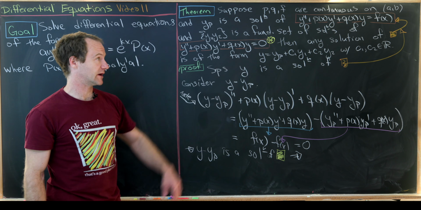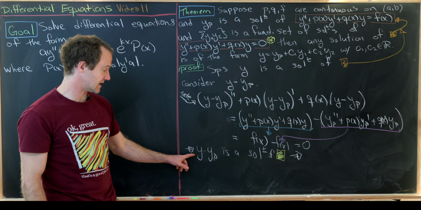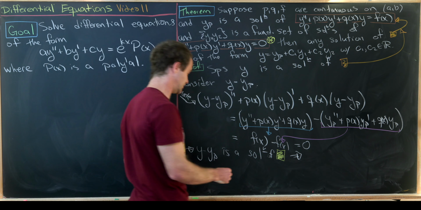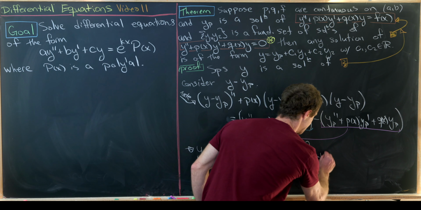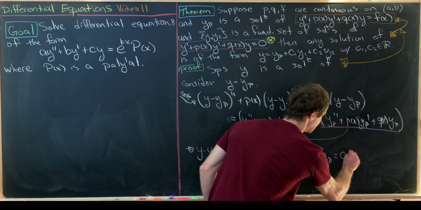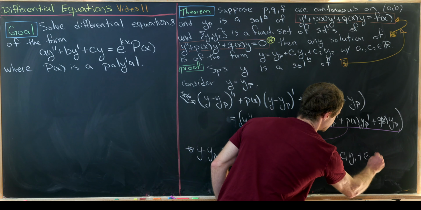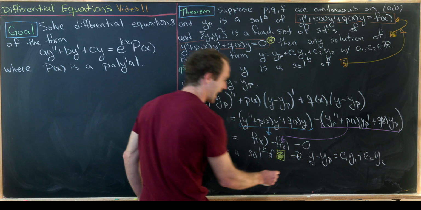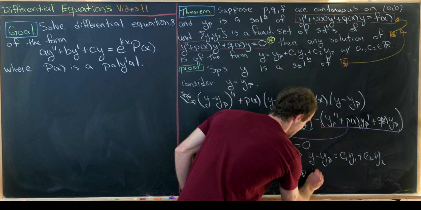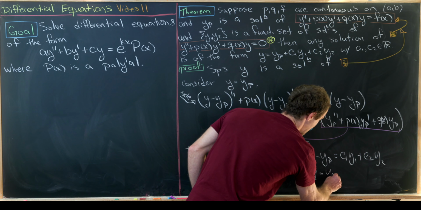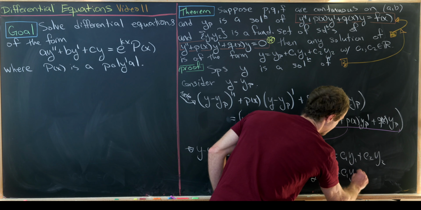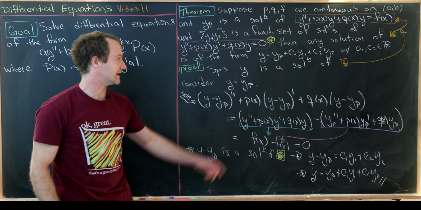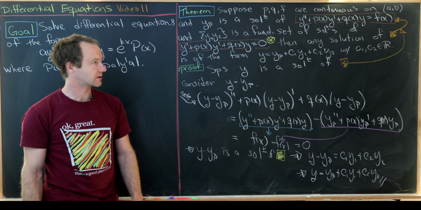We know that y1 and y2 span all solutions, so that means y minus yp must be a linear combination of y1 and y2. In other words, y minus yp equals c1y1 plus c2y2. And finally, the last step is just to add yp to both sides, and we end up with y equals yp plus c1y1 plus c2y2. But that's exactly where we wanted to end up right here.